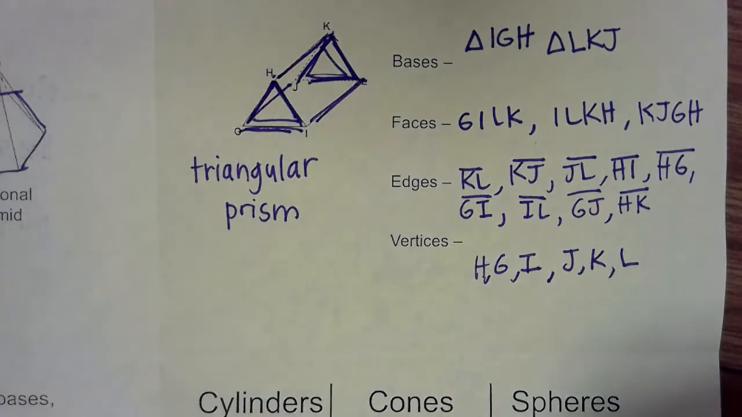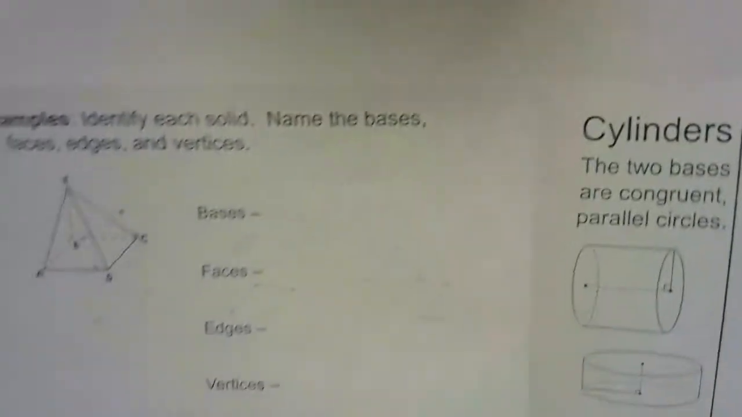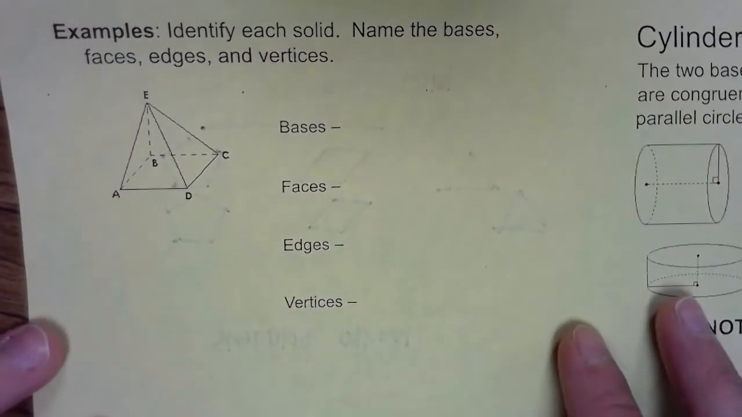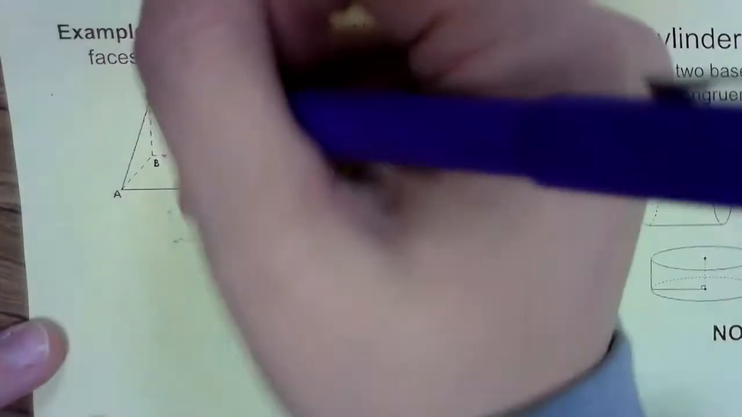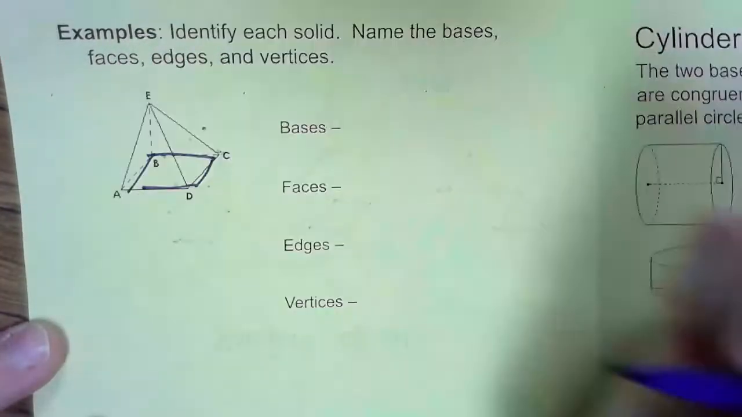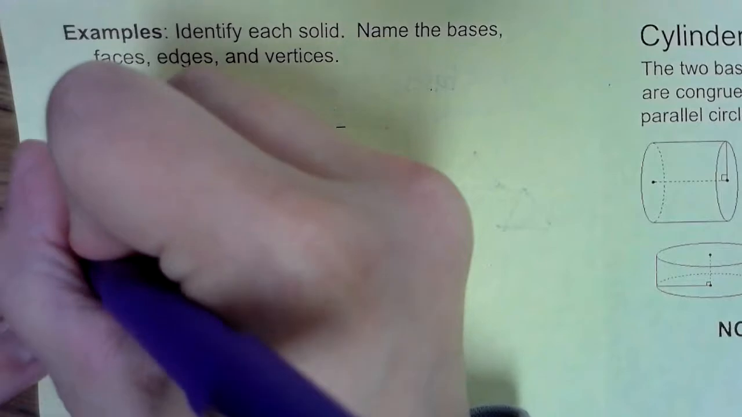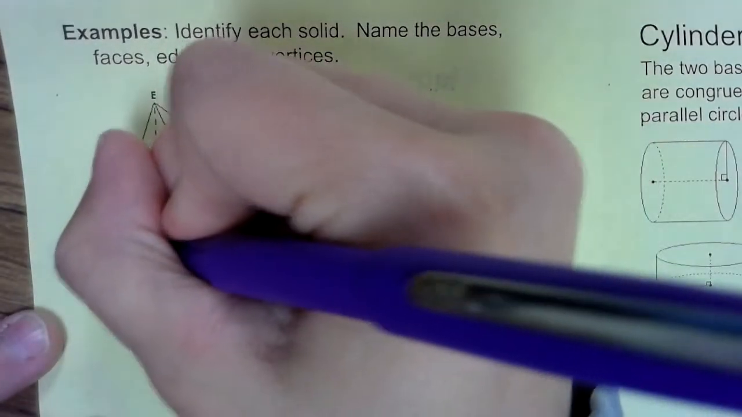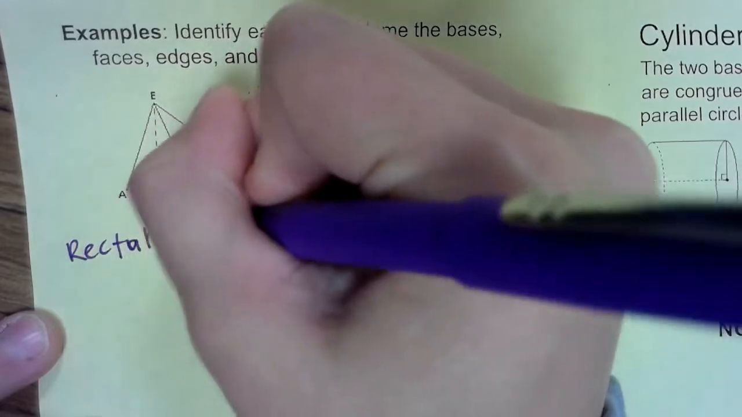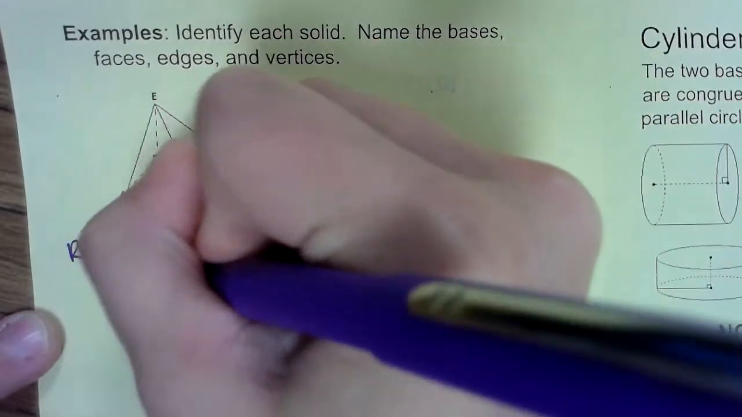All right. Let's look at the next one. I think I'm going to skip doing all of this one because it works the same. But I do want to name the solid with you real quick. So this one just has one base. So it is a pyramid. It's a rectangular base, so it is a rectangular pyramid.